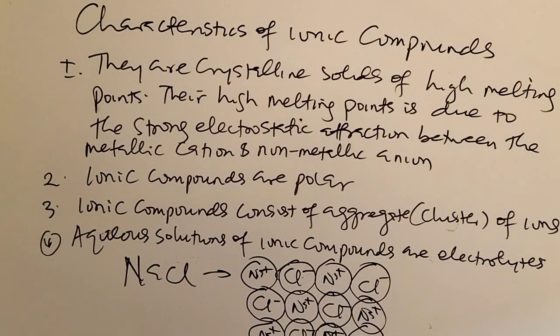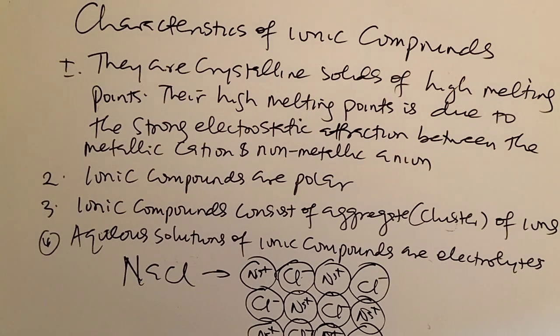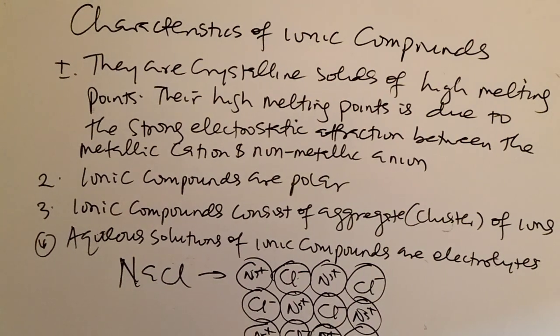Number 4, aqueous solutions of ionic compounds are electrolytes. Electrolytes are solutions that conduct electricity. Aqueous means when they dissolve inside water, they will conduct electricity, because when they dissolve in water, the ions will migrate freely on their own and they will now conduct electricity. So these are the major properties or characteristics of ionic compounds.